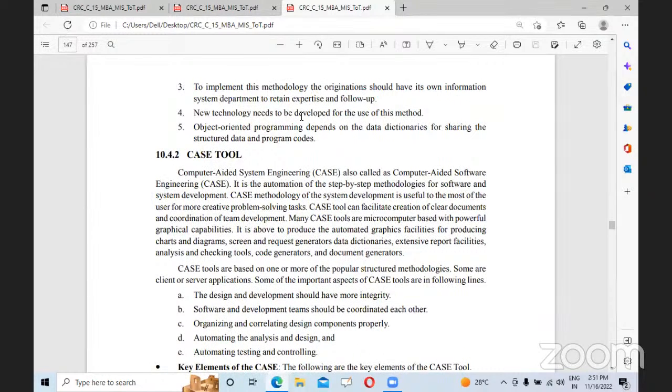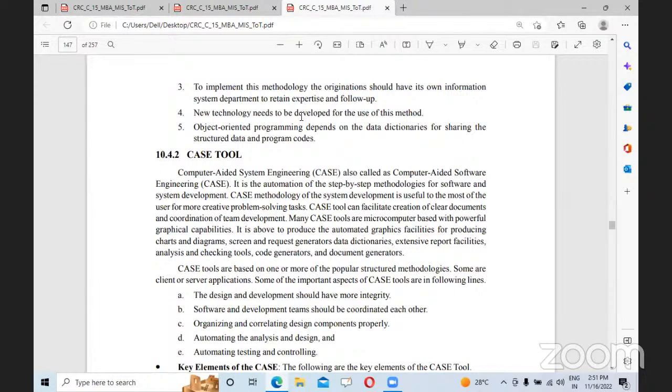Computer-aided system engineering is also called computer-aided software engineering. It is the automation of the step-by-step methodology for software and system development. And CASE methodology of system development is useful to most users for more creative problem-solving tasks. CASE tools can facilitate creation of clear documents and coordination of team development.